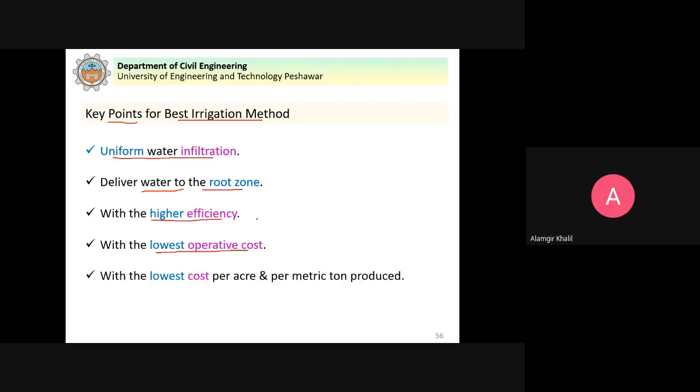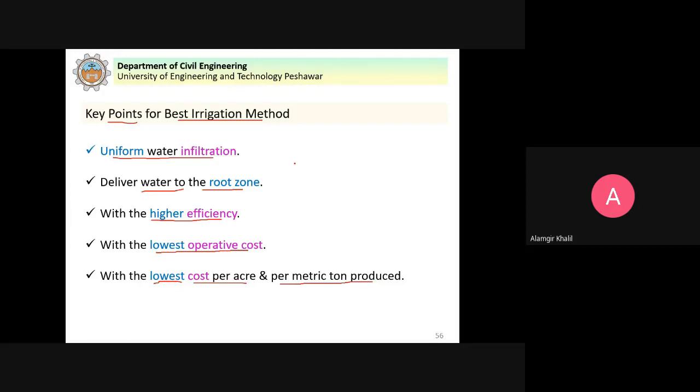The best method of irrigation will be the one with higher efficiency, as we discussed the efficiency of the different methods, and it should be such that it has the lowest operative cost. When we operate that method, it should have less operative cost, should be cost effective. If it is expensive, then it will not be feasible to use that system. With the lowest cost per acre and per metric ton produced. So it should cause minimum cost per acre and per metric ton produced. So these are the different points for best irrigation method.